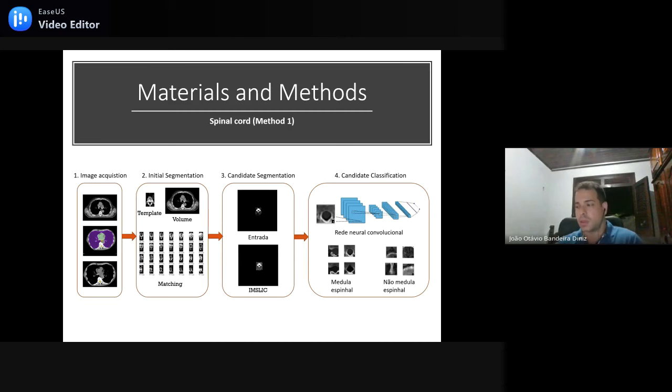So we designed this method, and it has 4 steps. The first one is image acquisition, the materials. We use a public database. It's a very diverse database.